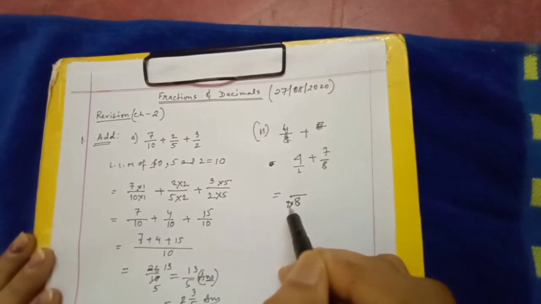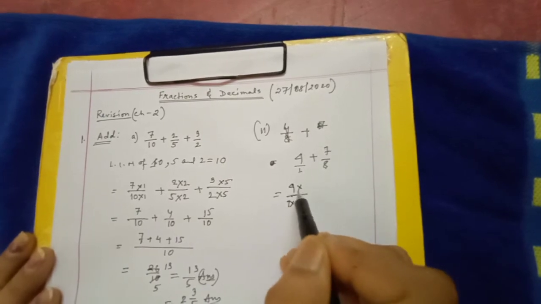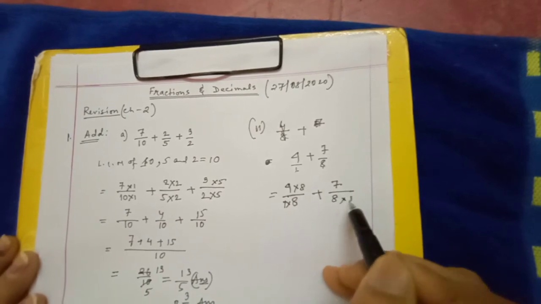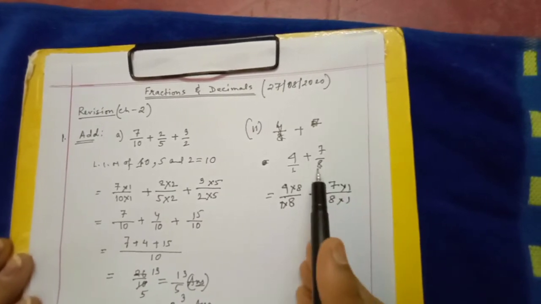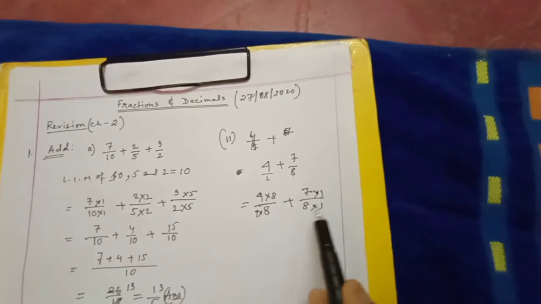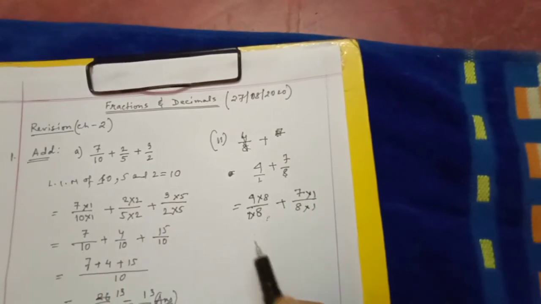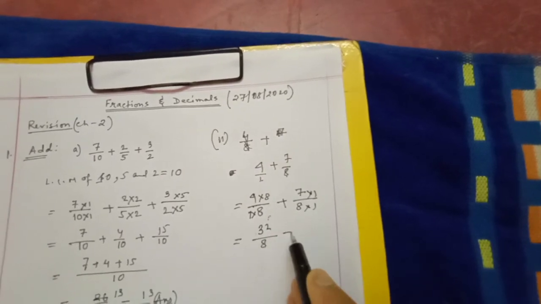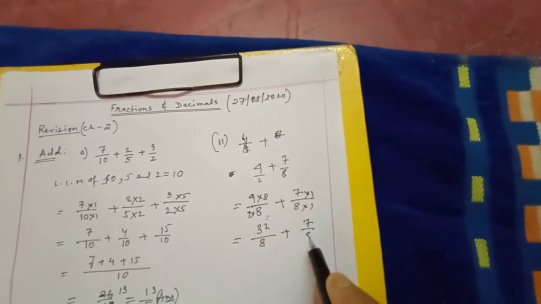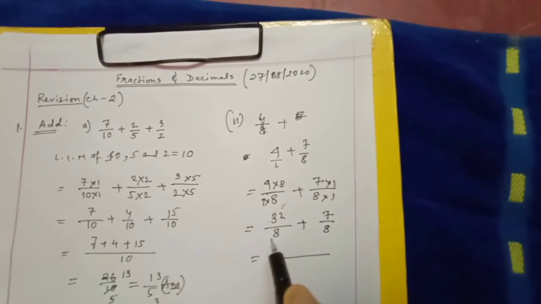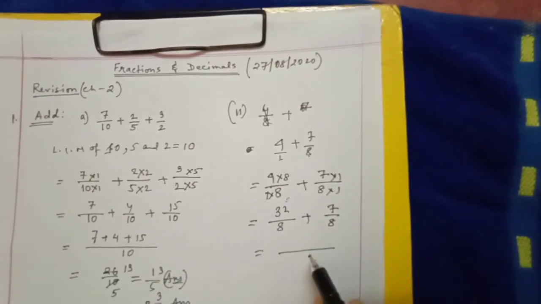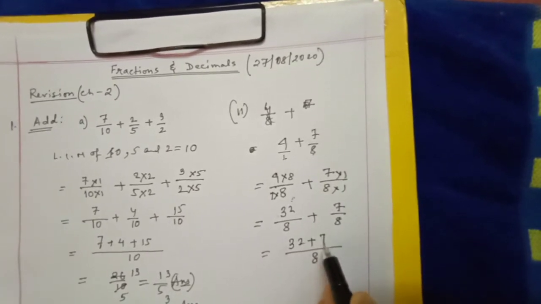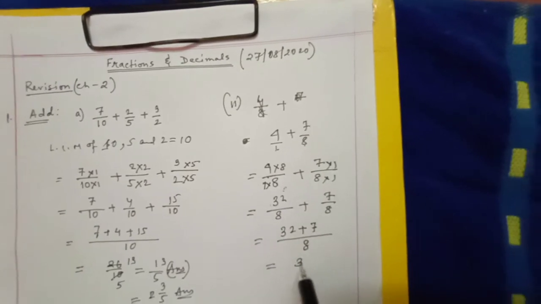1 was there, so 1 into 8 and 4 into 8, plus 7 by 8 into 1. Why 1? Because it was already 8. To make it 8, you need not multiply with any other number. Next, it is 32 by 8 plus 7 by 8. Now both fractions have the same denominator, so 8 is the common denominator. 32 plus 7, you are getting 39 by 8.